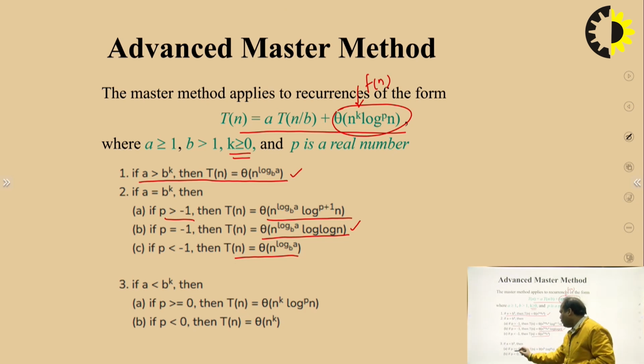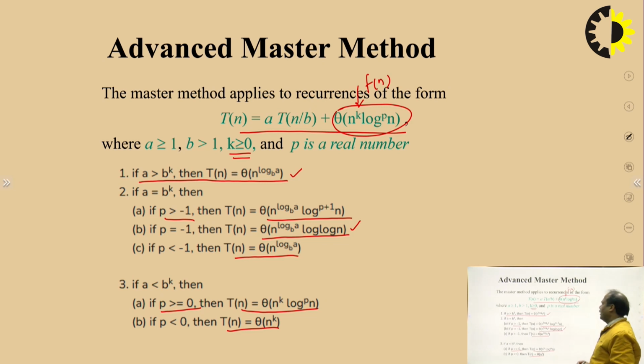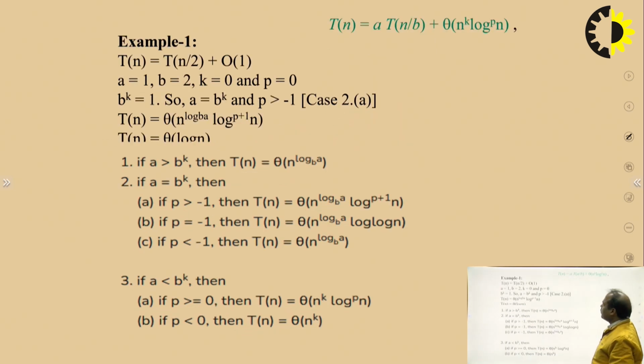On the other hand, if a is less than b to the power k, then consider: if p is greater than or equal to 0, then T(n) is given by this, and if p is less than 0, then T(n) is given by this. So these are the cases of the advanced master method.